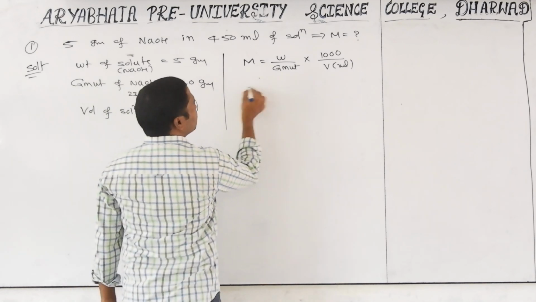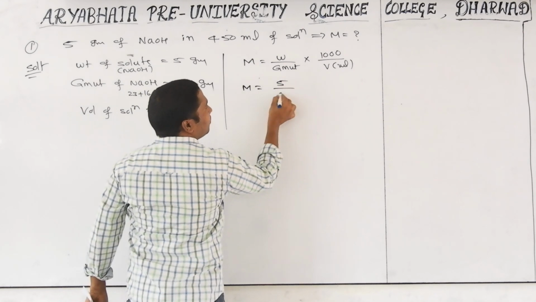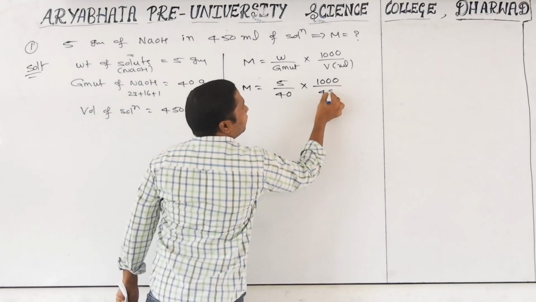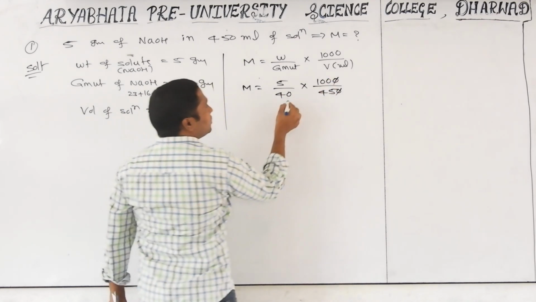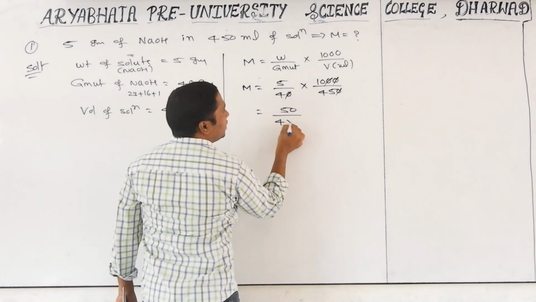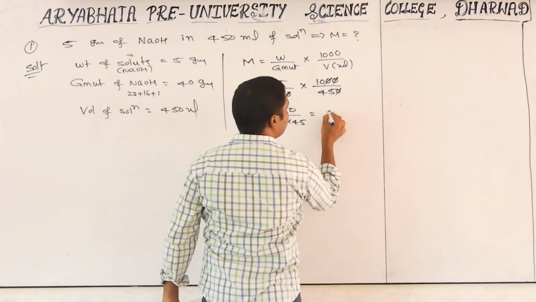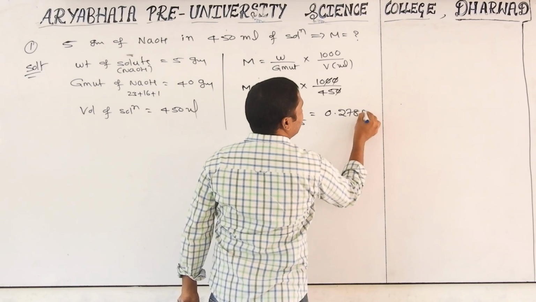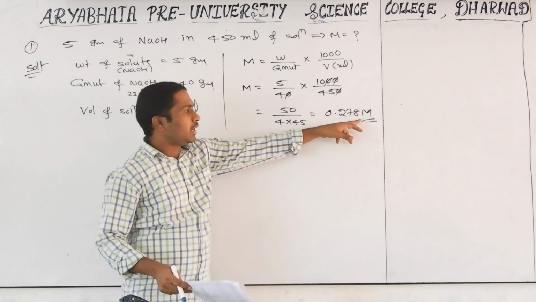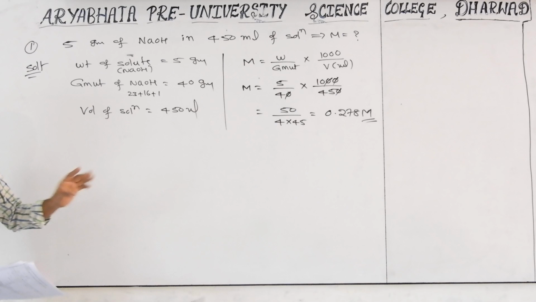So then, do it. Molarity is equal to weight of the solute, how much? 5 grams. Gram molecular weight 40 into 1000 by what is coming? 450 ml. You do simplification, the zeros cancel, again you are getting 50 by 4 into 45. You do simplification, you are getting 0.278. 0.278 molar. Don't forget writing the units. You can write molarity or moles per liter, your wish, you can write any. Perfect, got it? Very simple problem.